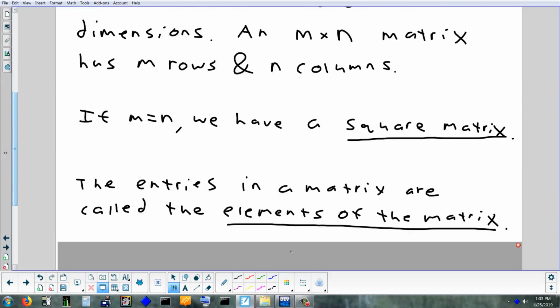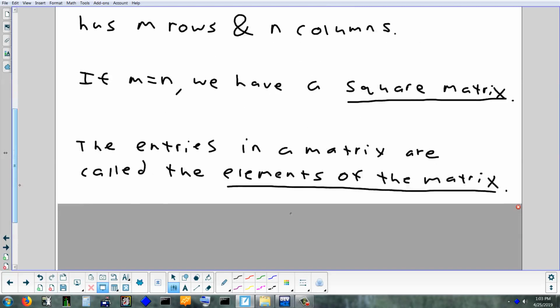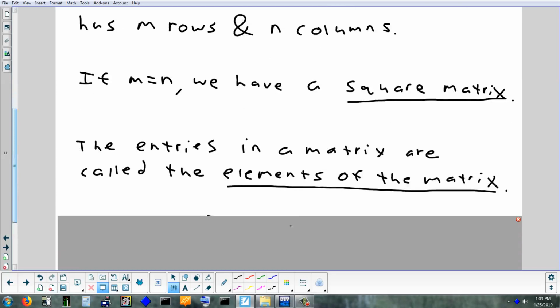So the entries, or the individual things that you put in a matrix, those are called the elements. And elements can be different things: numbers, letters, words, objects. It depends what you're using your matrix for. Another name for a matrix, and you see this name more when you do programming, is an array.